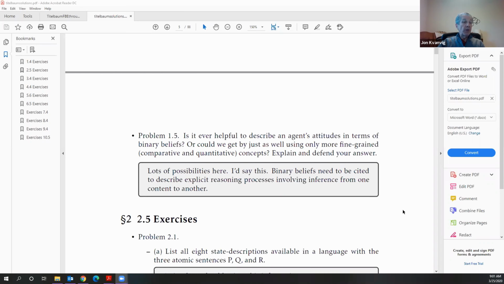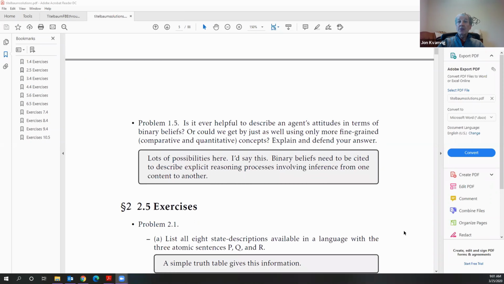So problem 2.1 begins by asking us to list all 8 state descriptions available in a language with 3 atomic sentences, P, Q, and R. You already know how to construct the long truth table for any sequent involving those 3 sentence letters. The number of lines on a truth table is 2 to the n, where n is the number of atomic sentence letters involved. So if there's 3 atomic sentence letters, there are 8 state descriptions.